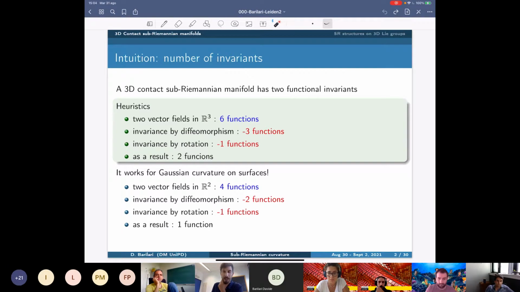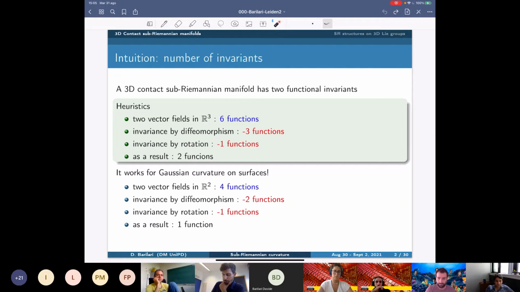Indeed, if you want to define a Sub-Riemannian structure on a three-dimensional manifold locally, because of course we speak of local metric invariants, we have to assign two vector fields in R3, just to count the number of information. So these are 6 functions, because of the 6 coordinates of the two vector fields, and this is an orthonormal frame for our distribution and the metric.